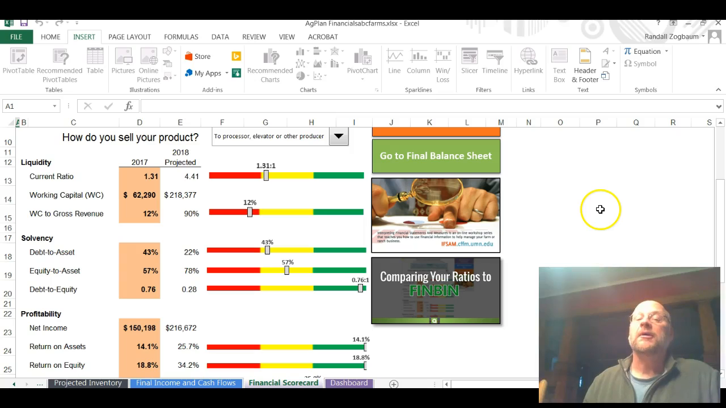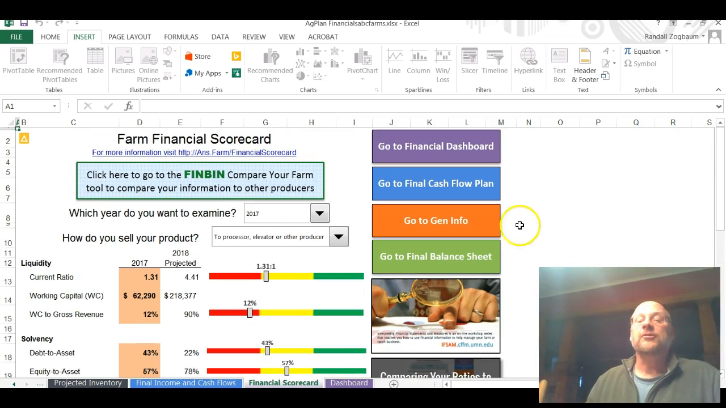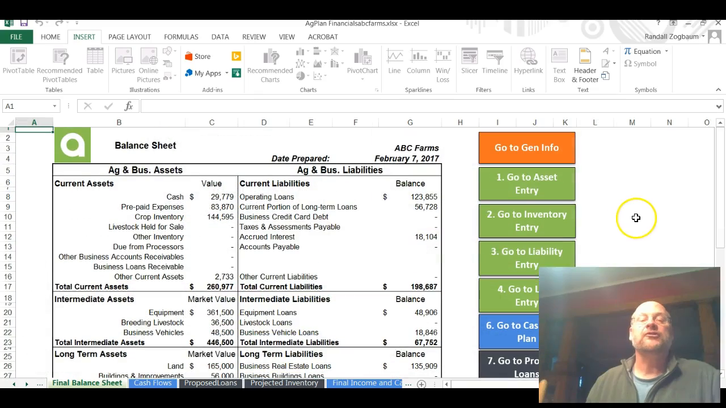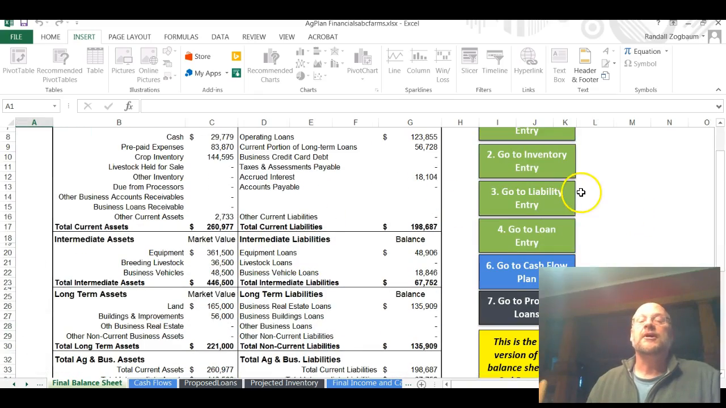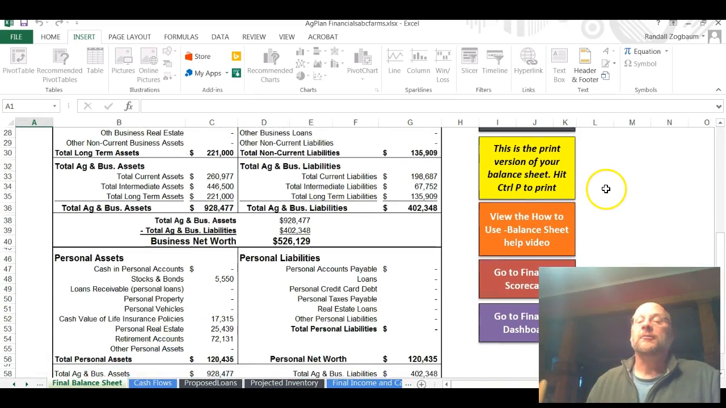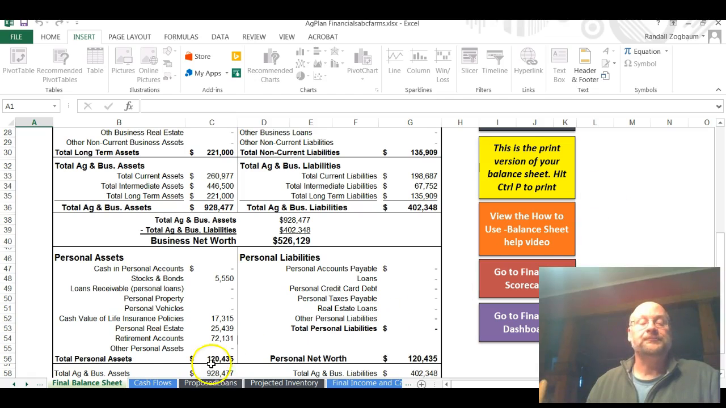All right. Anyway, wanted to show you what that looked like, and hopefully your balance sheet will look similar, and you'll have similar things on this financial scorecard. We'll be back again soon.